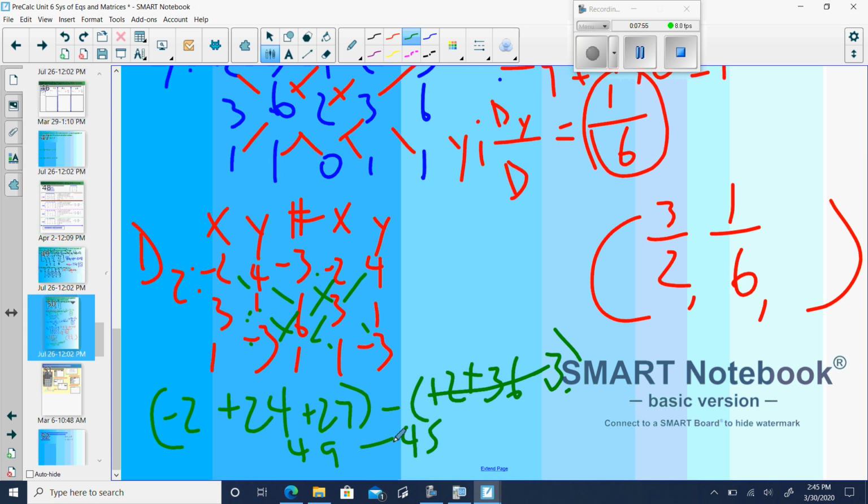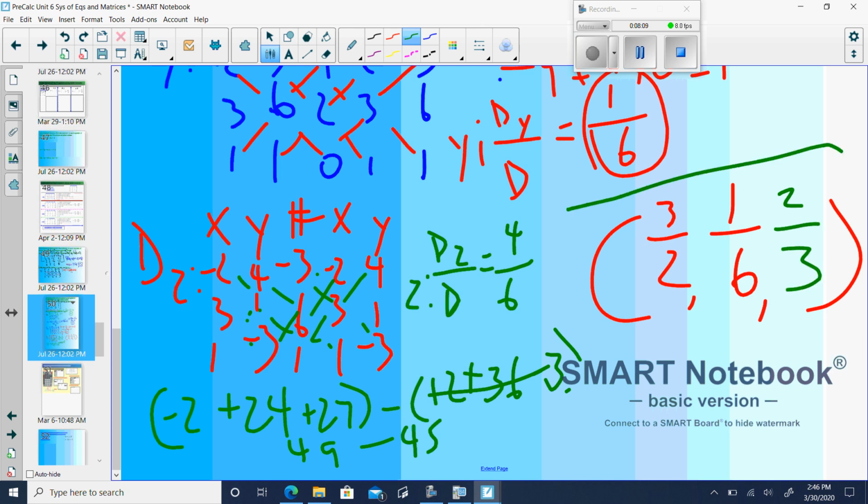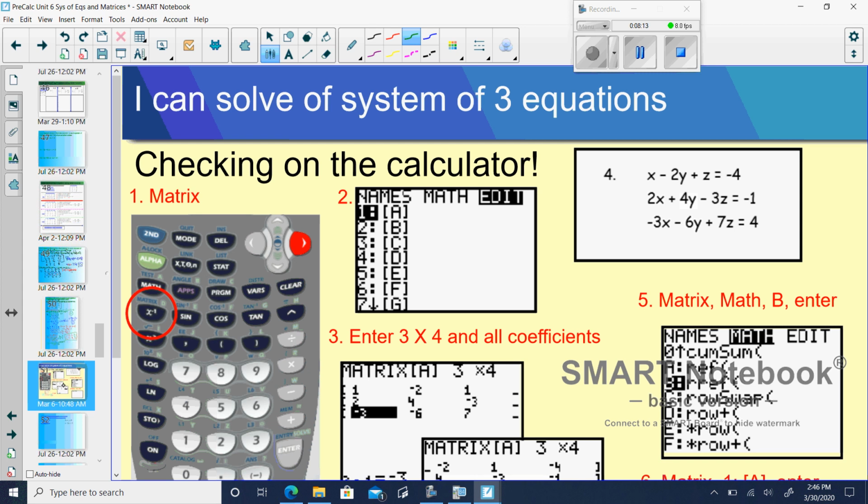So 49 minus 45, so z is dz over d. So we have 4 all over 6. And that is 2/3. So here is our answer. Boom. All right. Can you solve this faster? Yeah, guys, you can put this in a calculator.